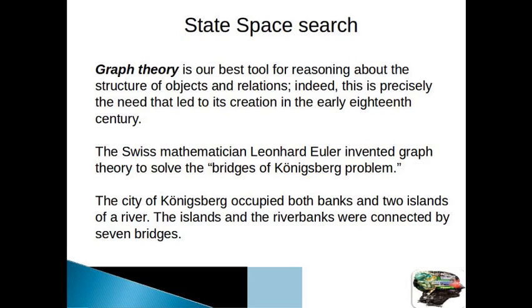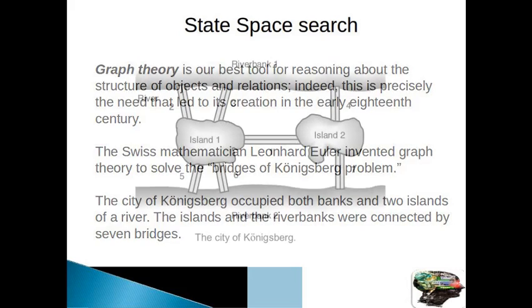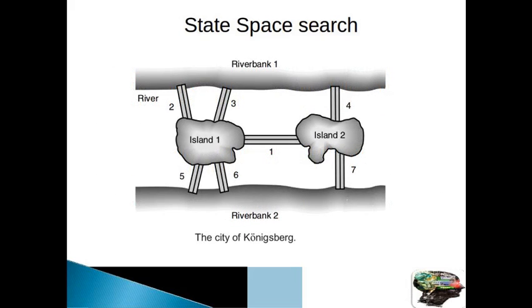The city of Königsberg occupied both banks and two islands of a river. The islands and the river banks were connected by 7 bridges. See the picture. There are 7 bridges and 2 river banks. Two islands are in between, connected by various bridges. This is the city of Königsberg. This is the diagram with respect to the problem.